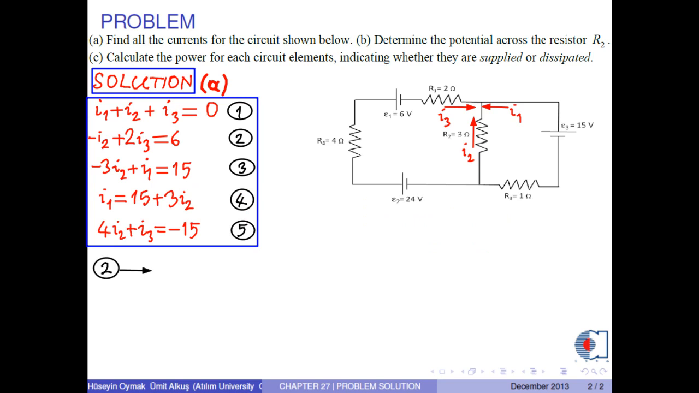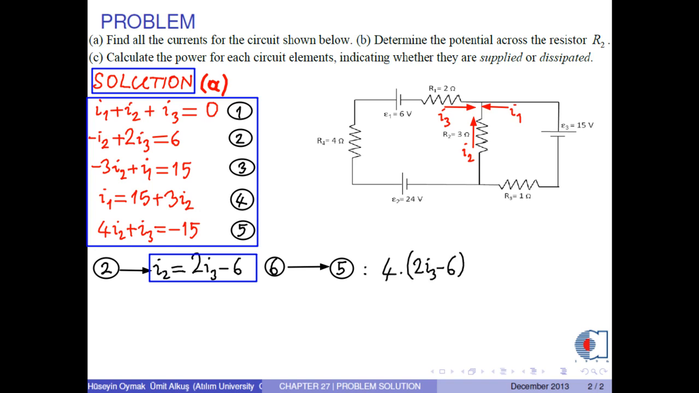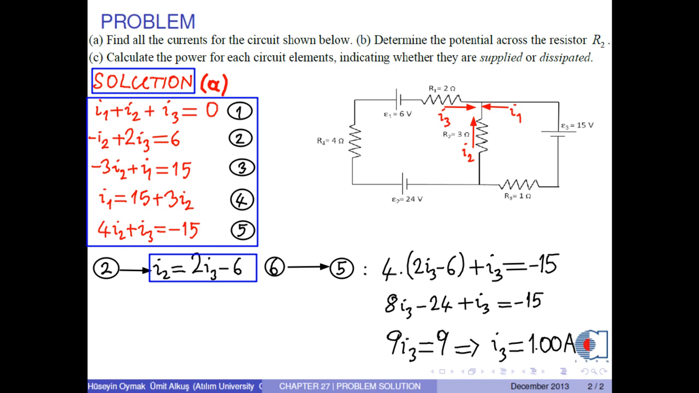From equation 2, we have I2 equals 2I3 minus 6. And call this equation as 6. If we put equation 6 into equation 5, we get 4 times (2I3 minus 6) plus I3 equals negative 15. Or 8I3 minus 24 plus I3 equals negative 15. Simple calculation gives us 9I3 equals 9, from which we obtain I3 as 1 ampere.